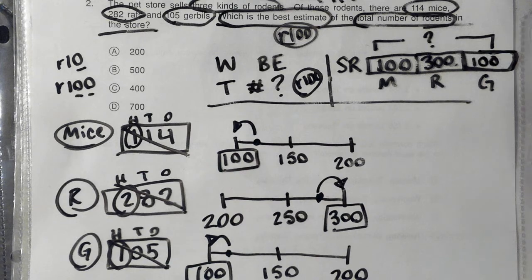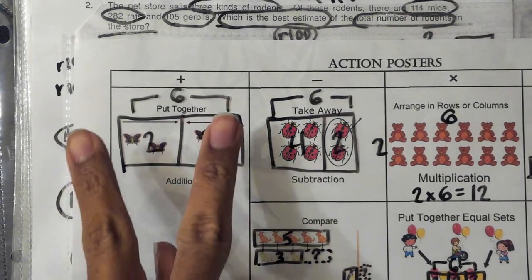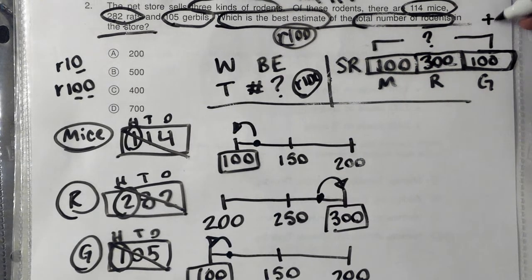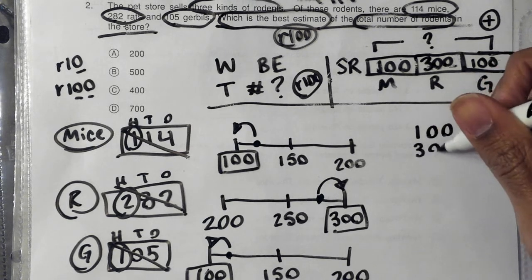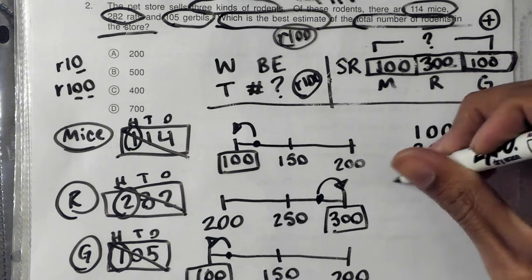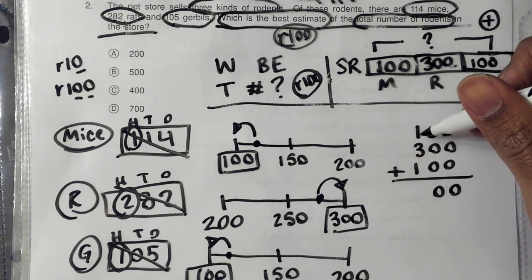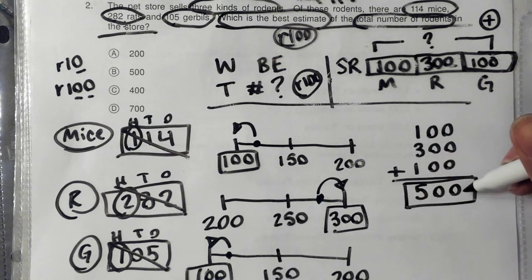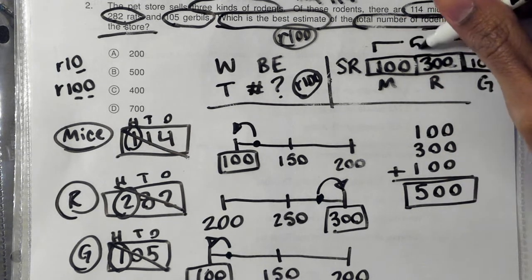And now that we're finished rounding all the numbers, we need to figure out what to do with them to find the total. If we look at our action posters, it matches put together because our blocks are connecting like Legos. They're all connecting, so we need to add them. When we add them, I'm just going to put them on top of each other because they have a lot of zeros. 0 plus 0, 0. 0 plus 0, 0. 3 plus 1, 4, and 1 more, 500 is my total number of rodents. So that goes up here in my strip diagram in the question mark.